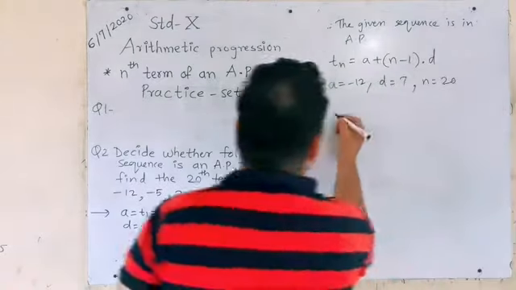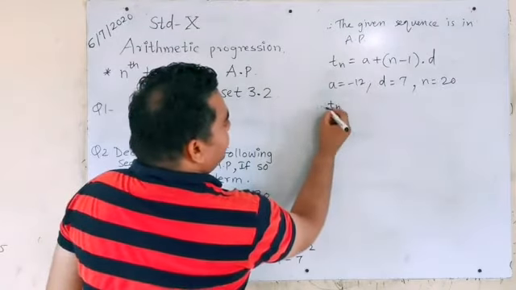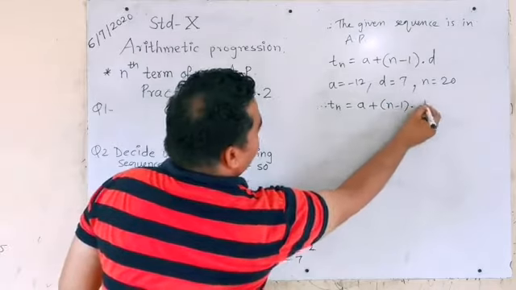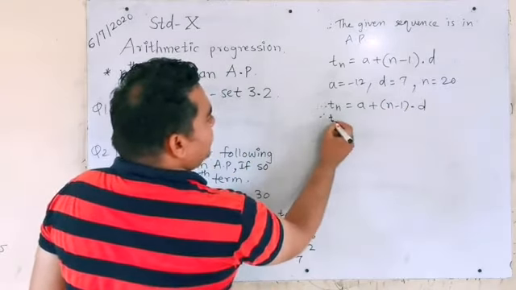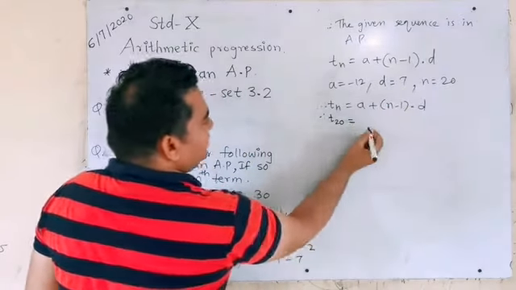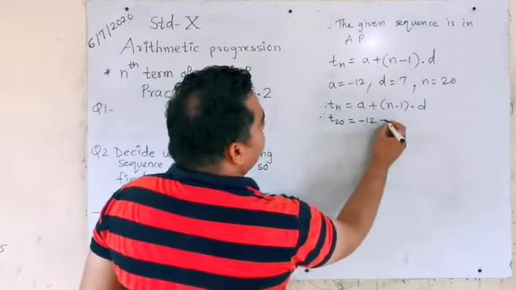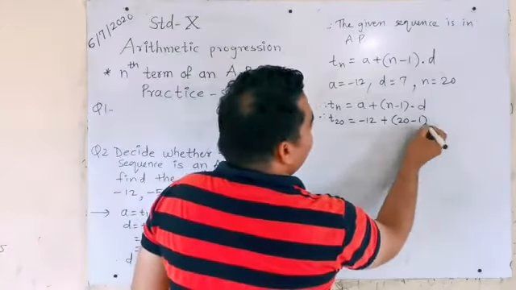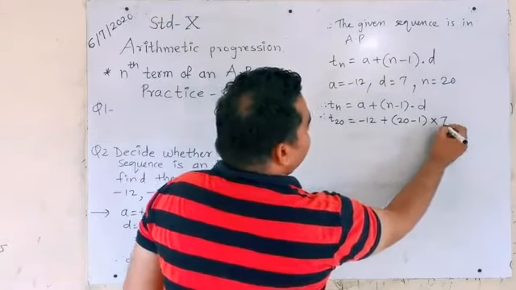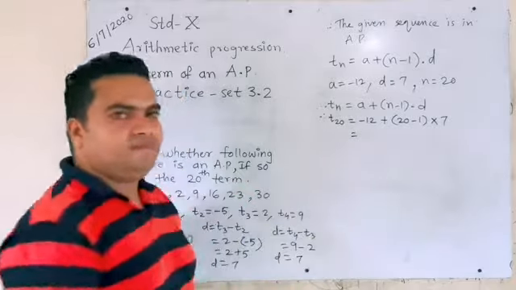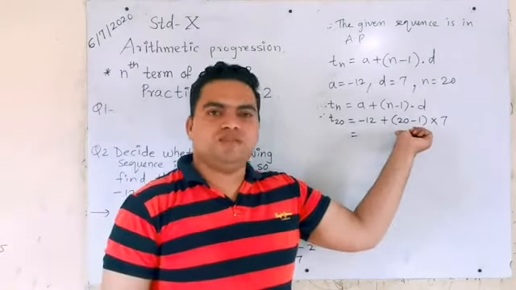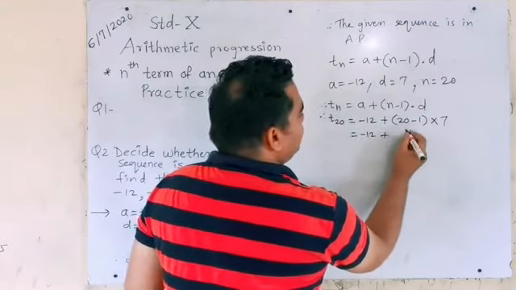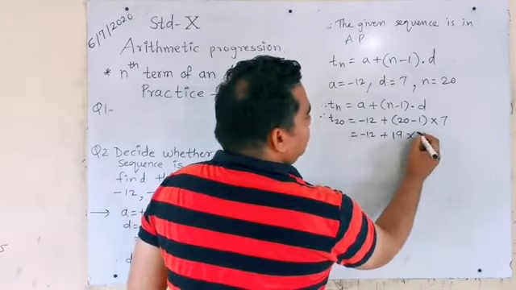Please pay attention here. Therefore Tn is equal to A plus n minus 1 into D. Wherever n is there, I will write 20. A value minus 12 plus n value 20, so 20 minus 1, into D value 7. What is BODMAS saying? The rule says first we have to solve the bracket. Minus 12 plus 20 minus 1 is 19, multiplied by 7.